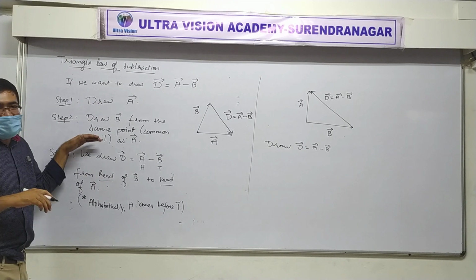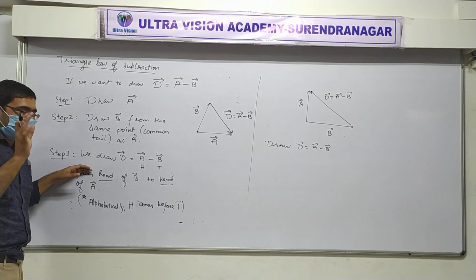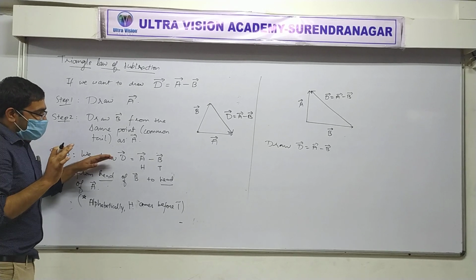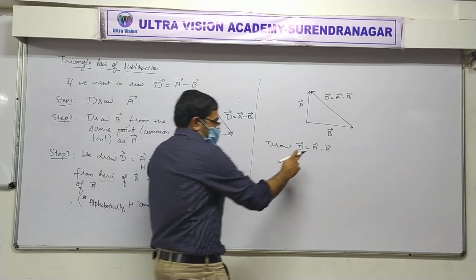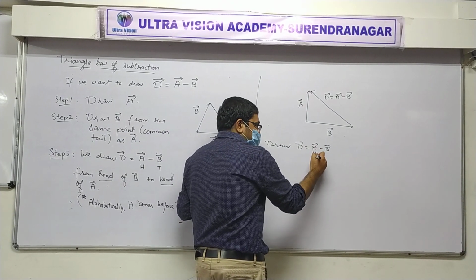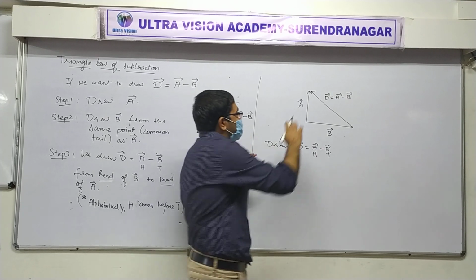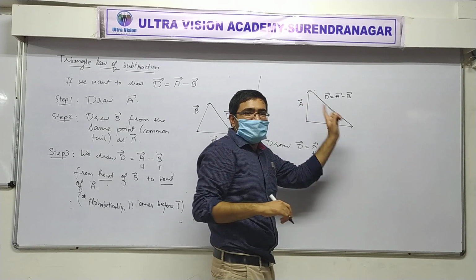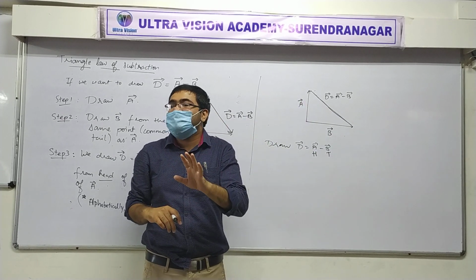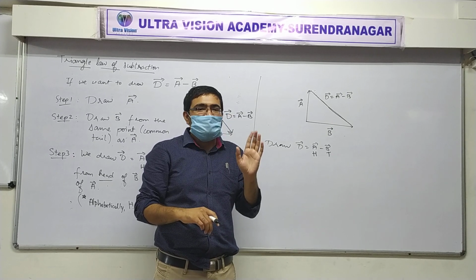Step 1, 2, there is no problem. Step 3. What does step 3 tell you? Listen to this carefully. Whichever is the first one, H comes before T. So when drawing D vector, first we join head to head. Now the question is only about where to put the arrow. Correct or not?